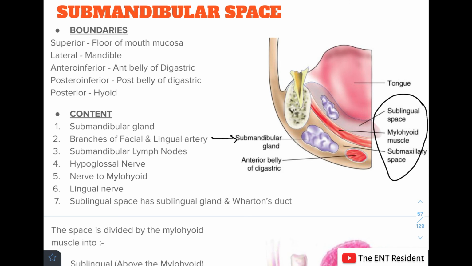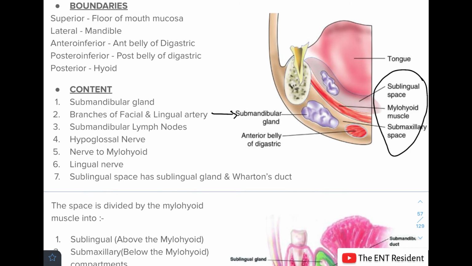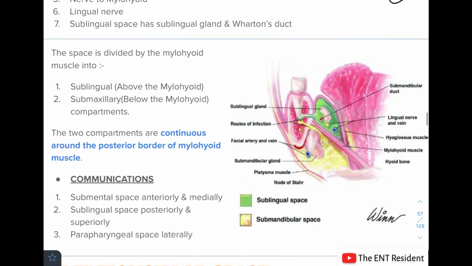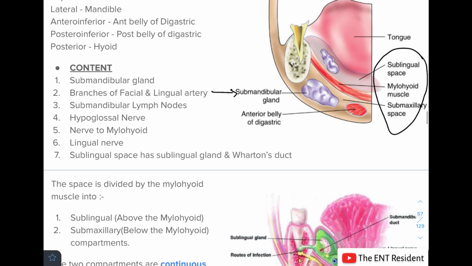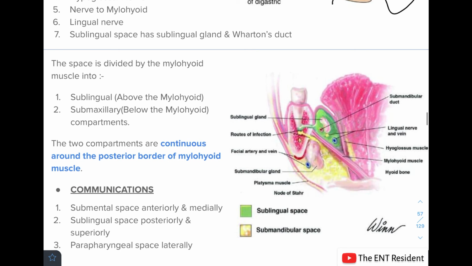So, the submandibular space can actually be divided by the mylohyoid muscle into two spaces. These are the sublingual space and the submaxillary space. The sublingual space is the one which lies above the mylohyoid. You can see this is the sublingual space which lies above the mylohyoid, and this is the submaxillary space which lies below the mylohyoid. These two compartments are continuous around the posterior border of the mylohyoid muscle, and it communicates with submental space anteriorly and medially, sublingual space posteriorly and superiorly, and the parapharyngeal space laterally.